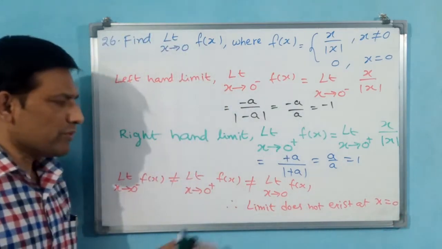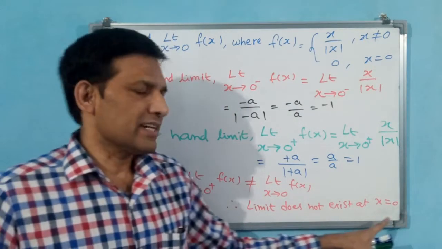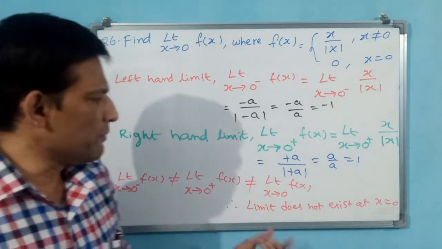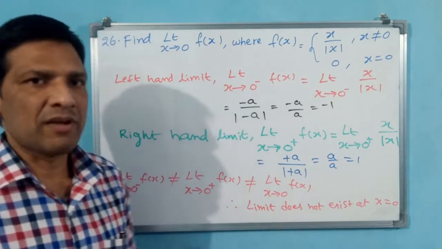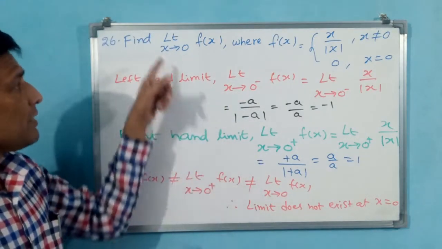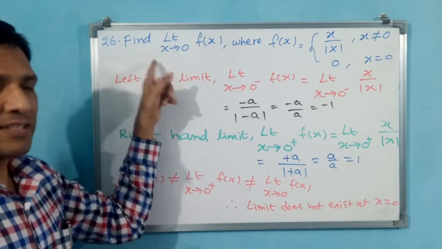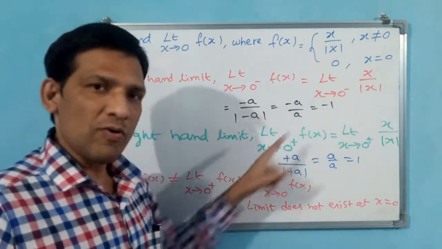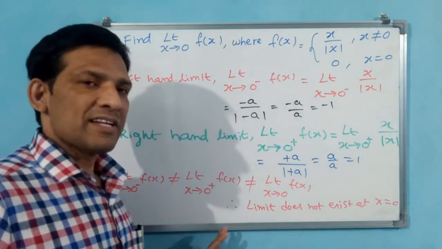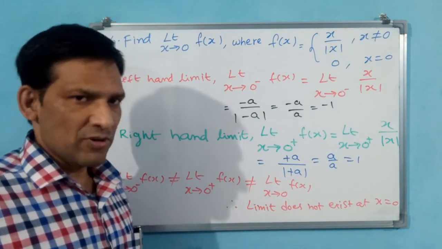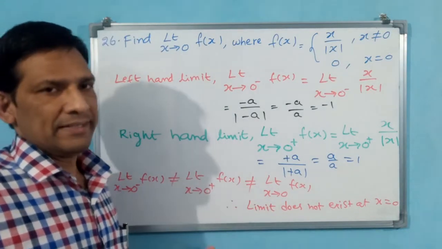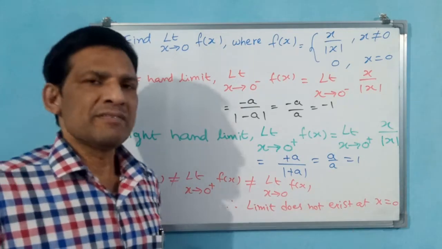See, this is the pure form: limit does not exist at x is equal to 0. But even then, if you write limit does not exist, it is also correct. Why? Because we are finding the limit at 0 only. They have asked us to find it at 0. At 0 only we have found the limit. If the limit is not existing, it means the limit is not existing at 0. But even then, if you write this, it is very good.